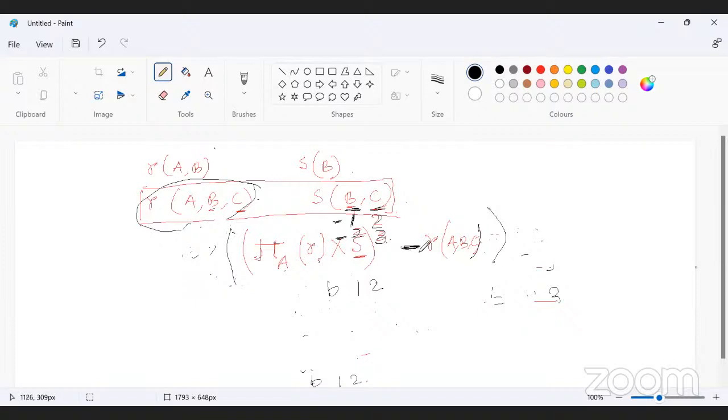This whole expression is giving B12. That is A, B, C. Okay. So after this you have to project only that attribute, the disqualified value, that is not present in S, right? So that is what the whole expression means. That part is confusing.